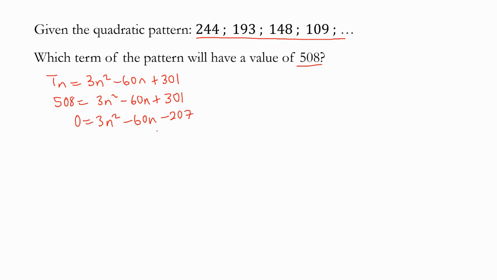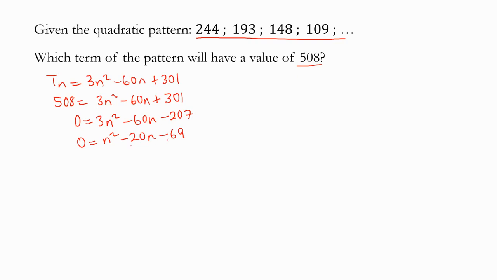Okay, right. And then if we check here, we have the highest common factor, which is 3. We can factor it out. So 0, divide everything by 3. We can divide everything by 3, including the 0. So it becomes 0 is equal to n squared minus 20n minus 69. We can find factors of 69, negative 69, that will give us negative 20.